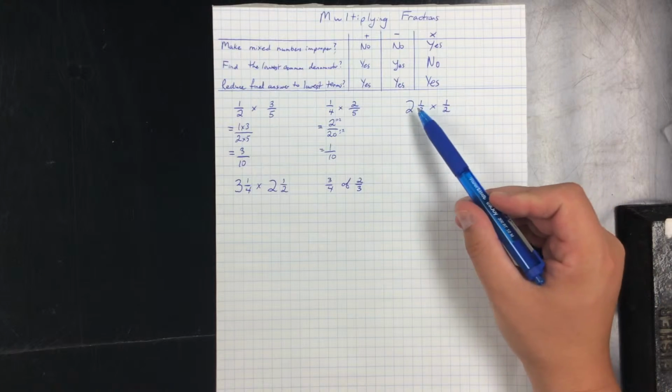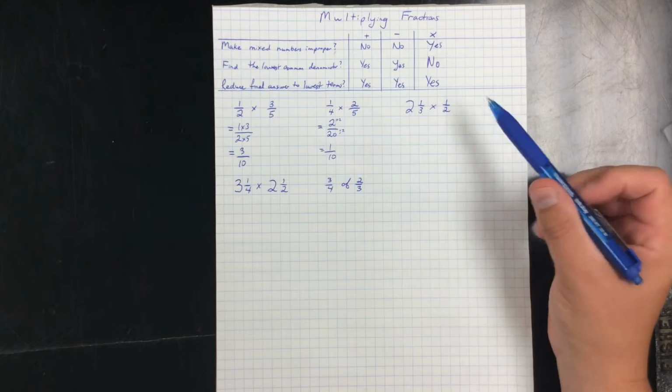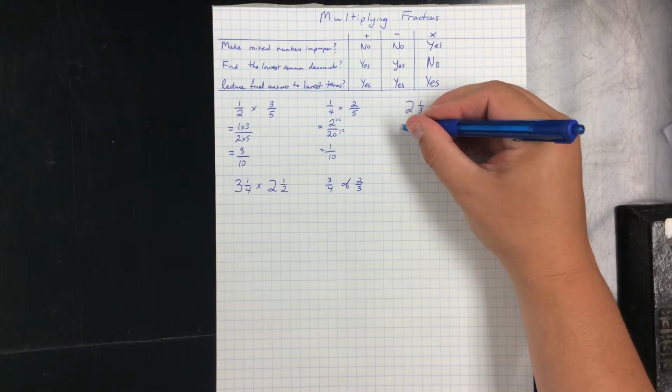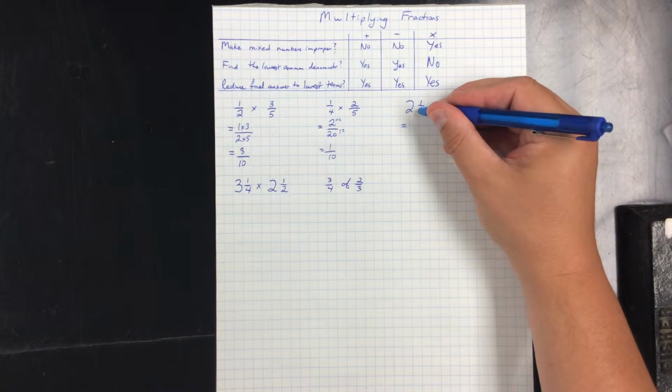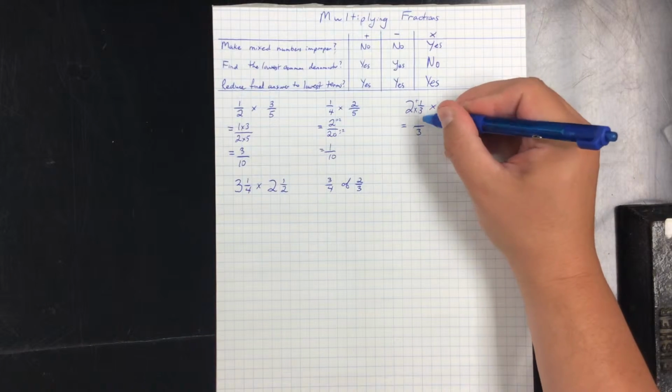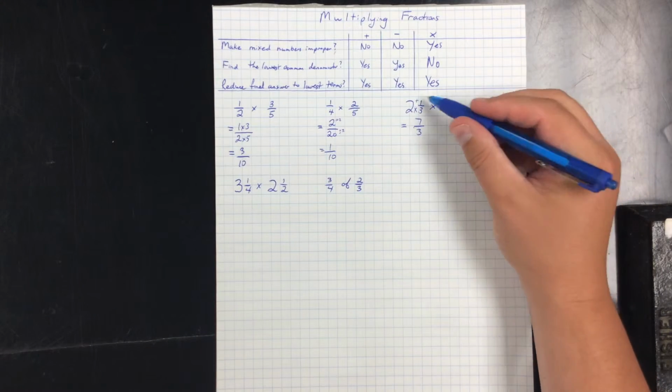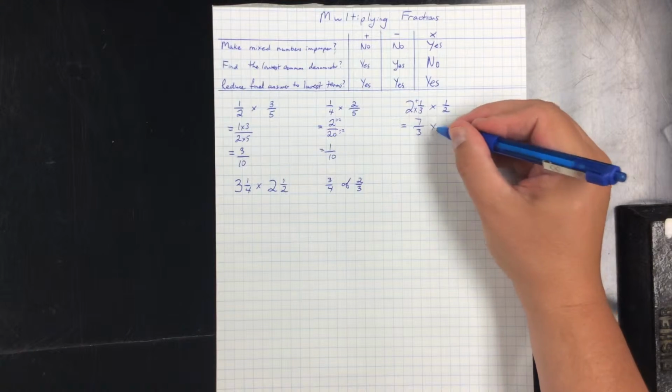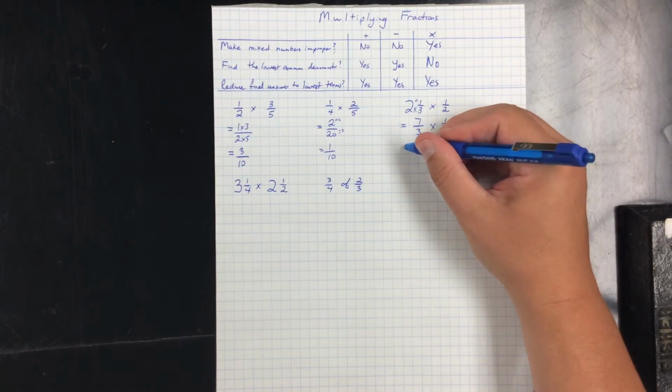Alright, in our third example, we do have a mixed number. So the very first thing we're going to do is change that into an improper fraction. And remember that we do that 2 times 3 plus 1. So 2 times 3 is 6, plus 1 is 7, so 7/3, they're equivalent, multiplied by 1/2.